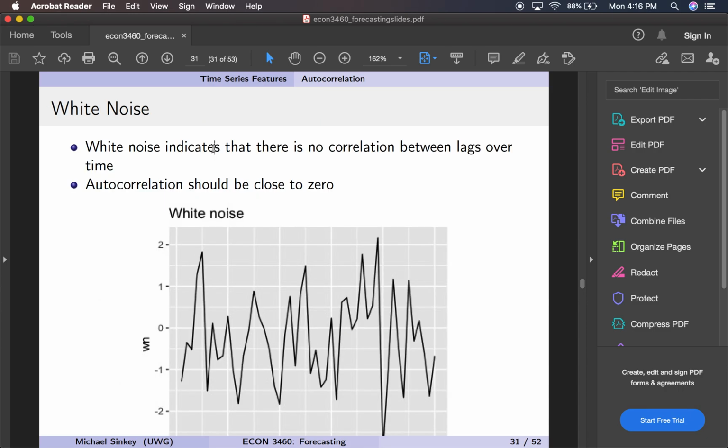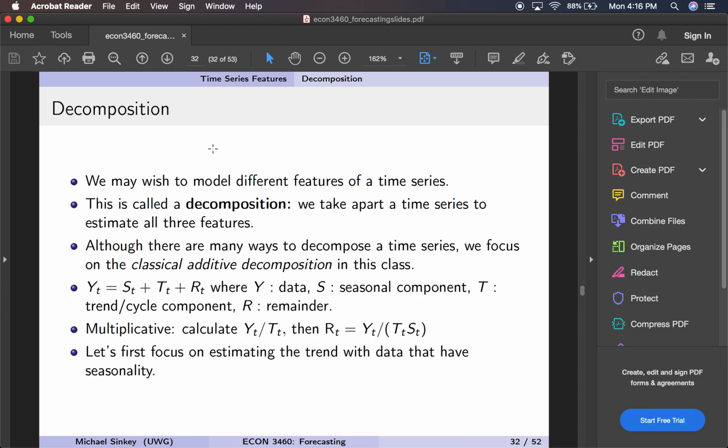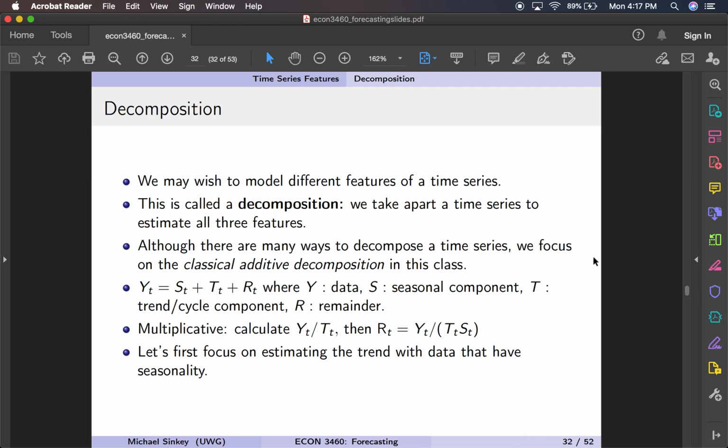We left off in the last video talking about the error, and what I want to talk about in this video are two things. The first is what's called decomposition, and then we're going to go back into some forecasting. So with decomposition, we may want to model different features of a time series, and the goal is to better understand the time series. So I might like to understand a little bit more about the seasonality of the time series as well as the trend cycle component.